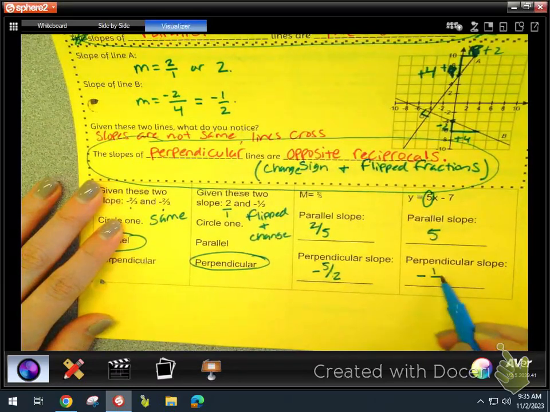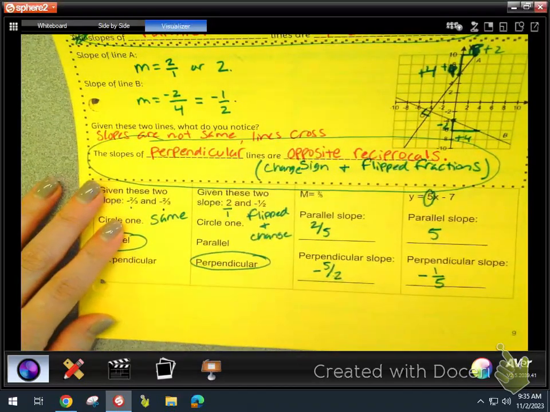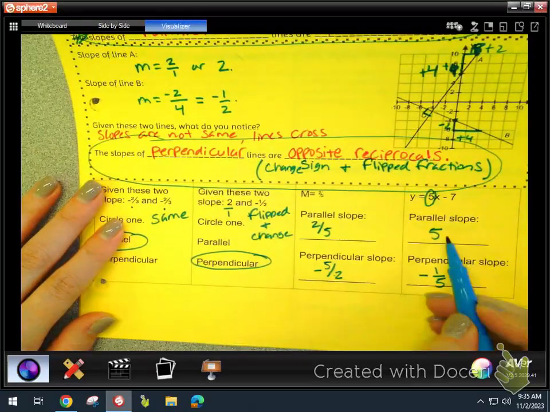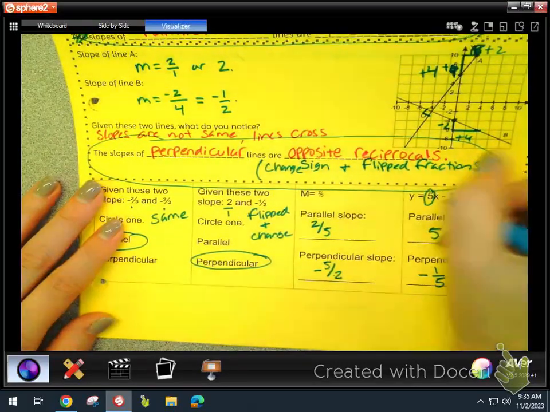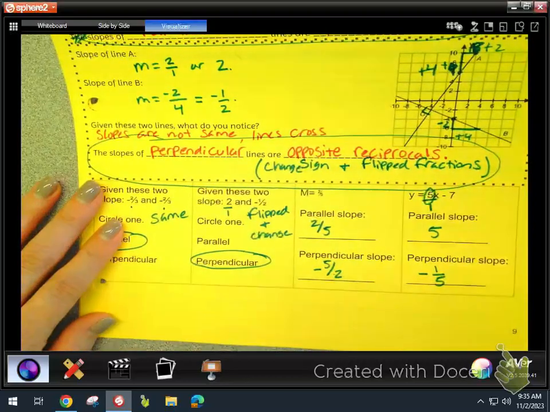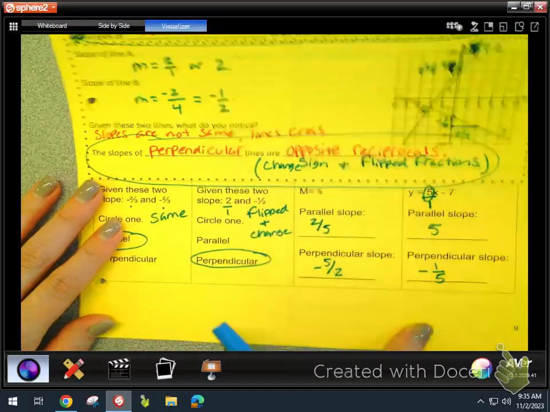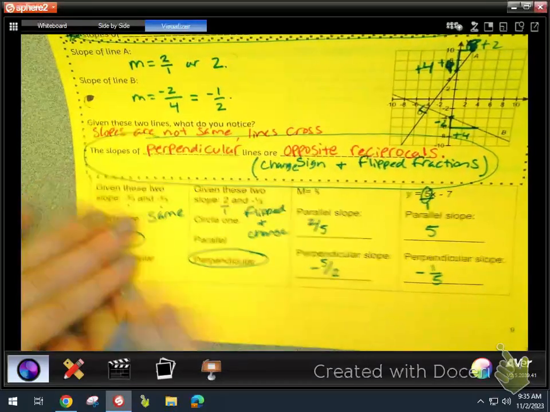Perpendicular is negative 1 over 5. Yeah, please do not write an x next to it. That's how you identify it in the equation, but when you talk about slope, slope is a number. And if it helps you to write that as 5 over 1 so you can see how the fraction's working, that's kind of tricky to me. When it comes to being perpendicular, that's kind of tricky.